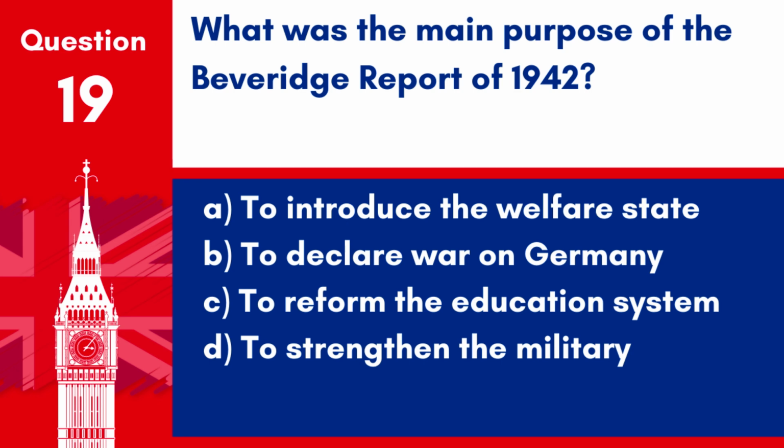A. To introduce the welfare state. B. To declare war on Germany. C. To reform the education system. D. To strengthen the military.